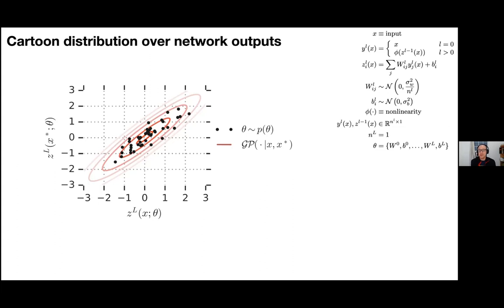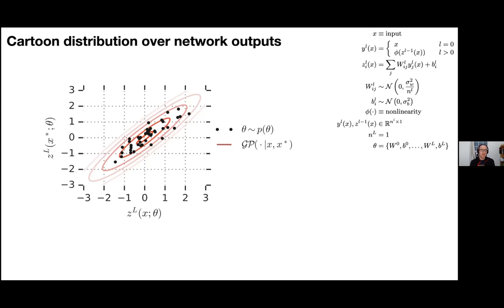So the continuous is like the limit of the discrete, as you have an infinite number of samples, I think is the right way to think about it. And so here we have some distribution over data, some distribution over the model parameters, and we initialize all the parameters in the neural network to those values of theta. And then we take two inputs to the neural network, x and x star, and we push those inputs through the network. And we look at the output of the neural network, the z capital L here, where L is the total number of layers in the network. And we plot them against each other.